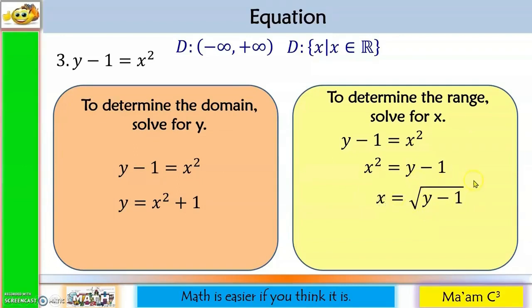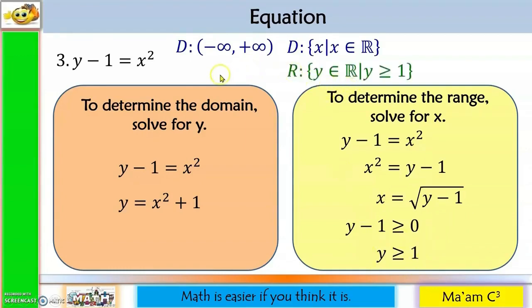Since I have a square root here, the value of my radicand should be greater than or equal to 0. Because if this is negative, the square root of negative is imaginary. So all we have to do is to set our radicand greater than or equal to 0. Moving negative 1 to the other side, y is greater than or equal to 1. This will now be our range.